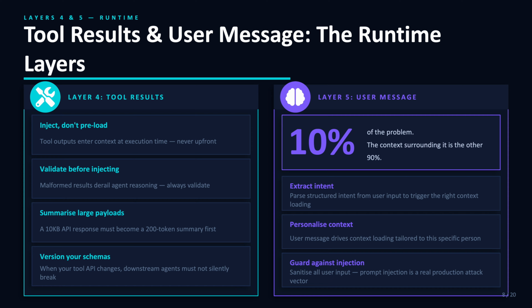Layer 5, user message. The layer everyone focuses on. It is 10% of the problem, as shown here. The context surrounding it is the other 90%. The real work is extracting structured intent from the user message and using that intent to trigger the right context loading in layers 1 through 4.